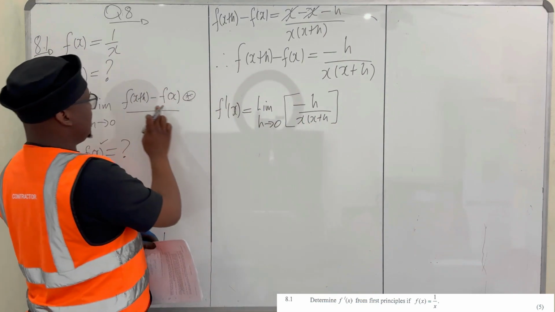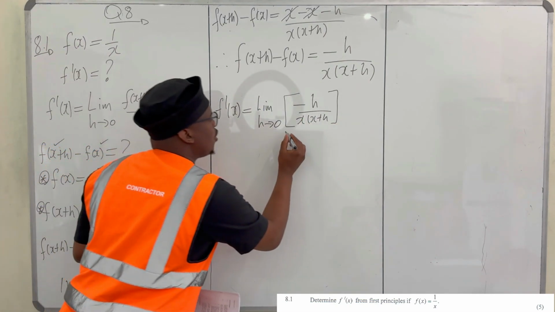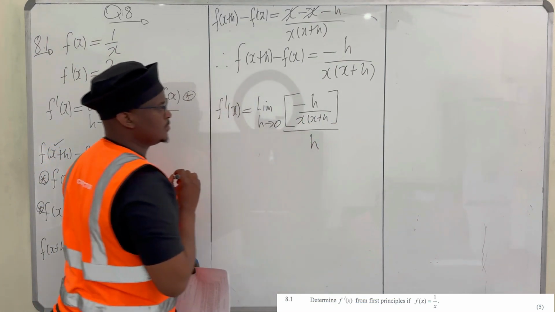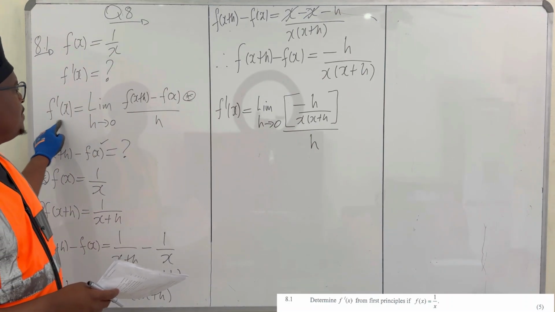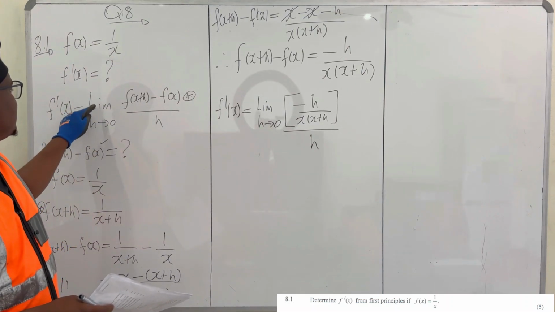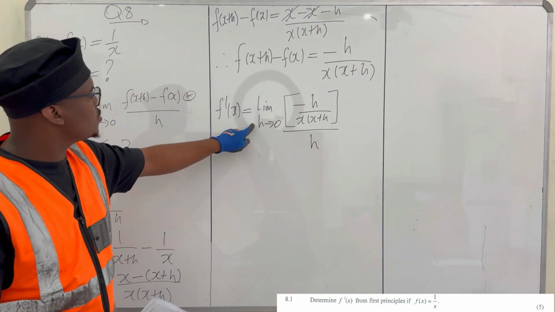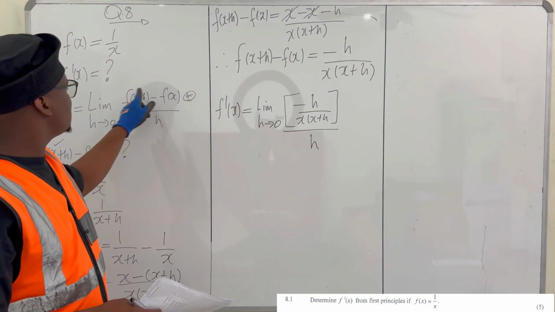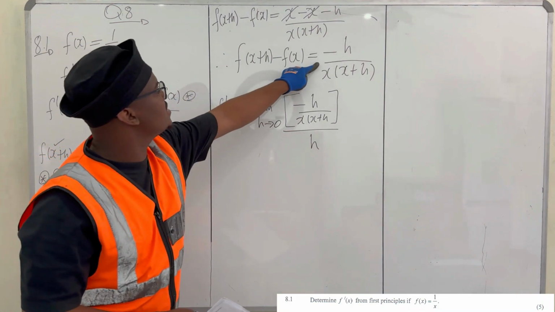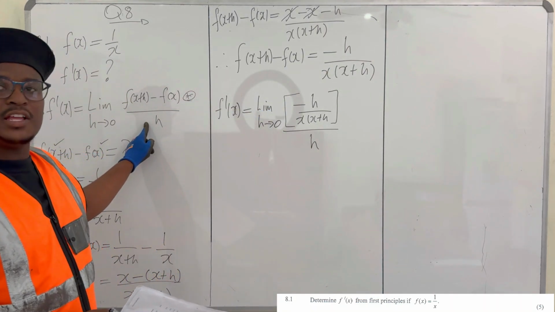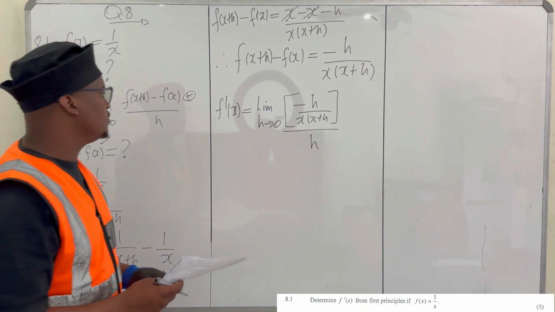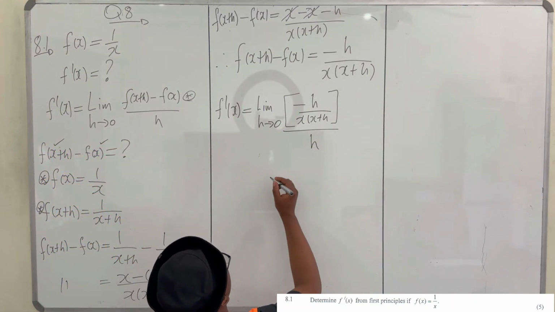And this is that. This is all over what? All over h. That's what we have. Because look at it. F prime equals the limit as h goes to 0 of this difference here. And you found that difference there. So this difference of yours, you substitute there and all divided by h, as you see here. Then what you do, just simplify.